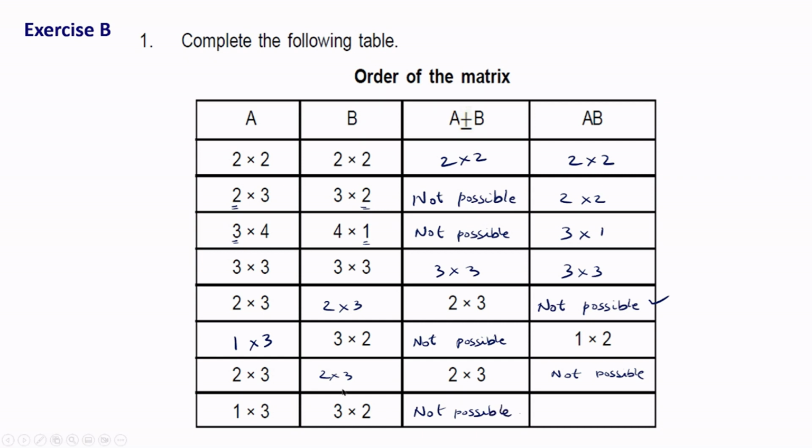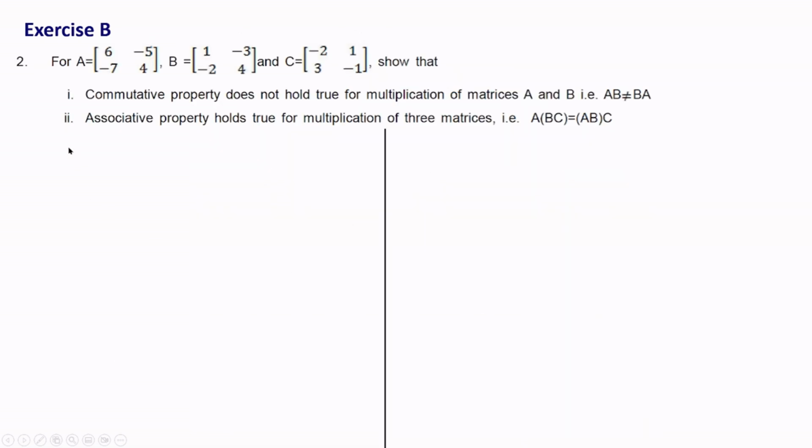And next we have AB. We can find AB when number of columns in A is equal to number of rows in B. Here they are equal. It is equal to 3. So order of AB will be 1 by 2. So this is same as this option.